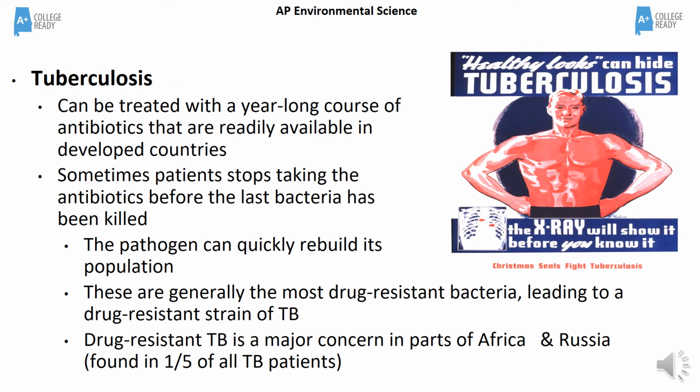It can be readily treated with a year-long course of antibiotics that are available in developed countries, but sometimes patients stop taking their antibiotics before the last bacteria has been killed. This allows the pathogen to quickly rebuild its population, and these are generally the most drug-resistant bacteria, leading to a drug-resistant strain of TB. Drug-resistant TB is a major concern in parts of Africa and Russia, especially in their prison system.